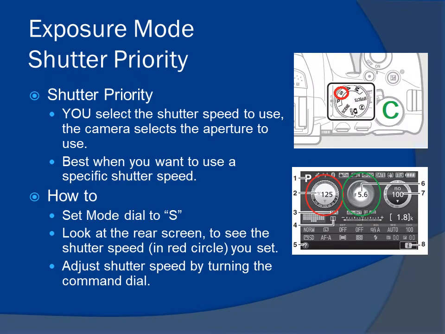Exposure mode, shutter priority. You set the shutter speed to use. The camera selects the aperture to use. Best when you want to use a specific shutter speed. How to? Set the mode dial to S on the top picture. Look at the rear screen, bottom picture, to see the shutter speed. The shutter speed is in the red circle. Adjust the shutter speed by turning the command dial, the green C.